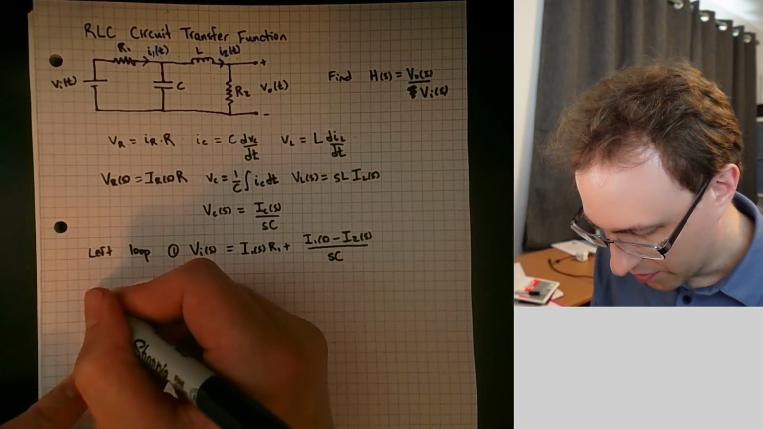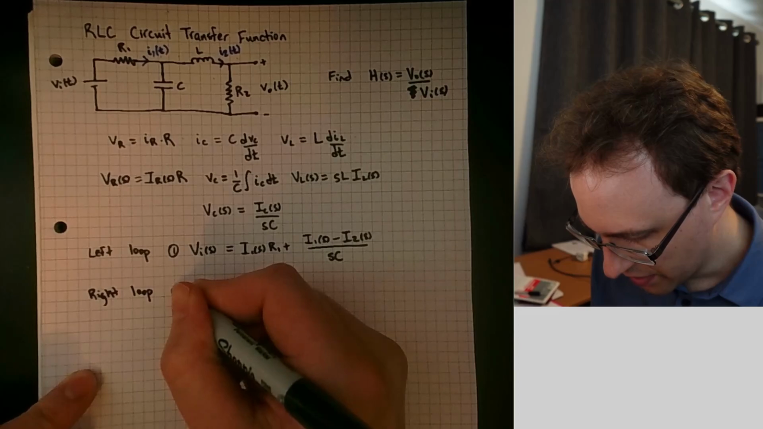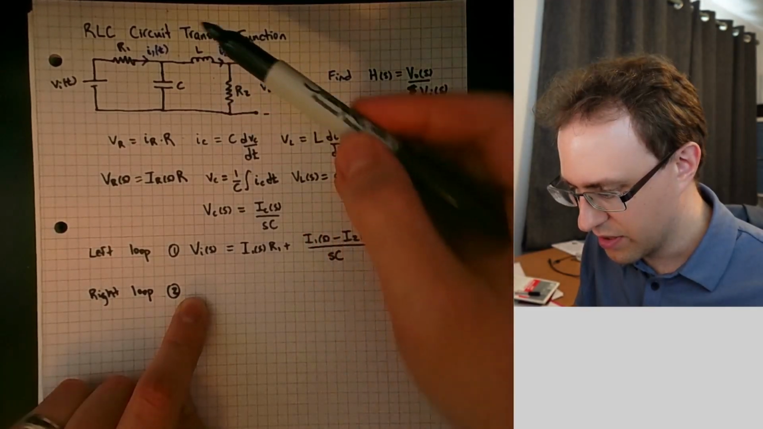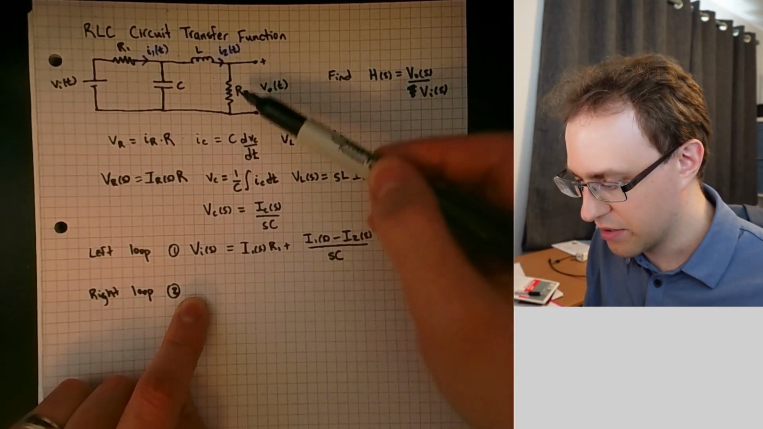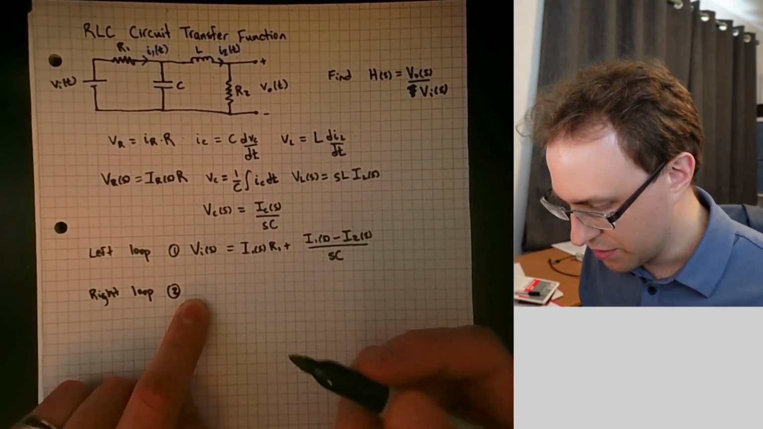Now we can take care of our right loop. This will give us our second equation. Once again, the voltage drop across here will have to be equal to the voltage drop across the inductor and resistor R2.